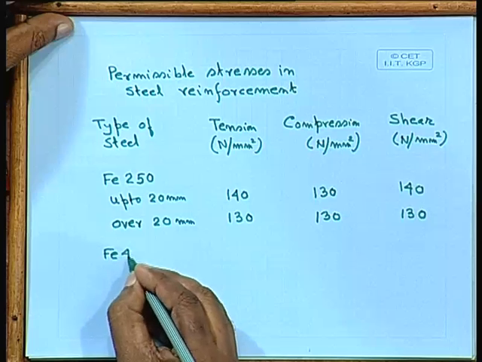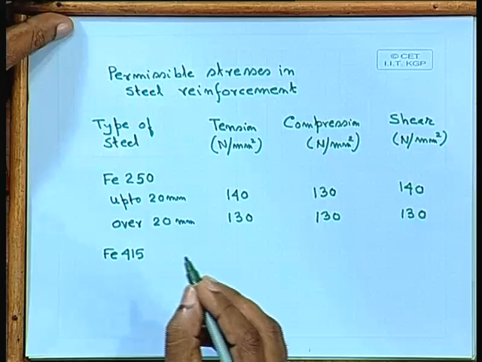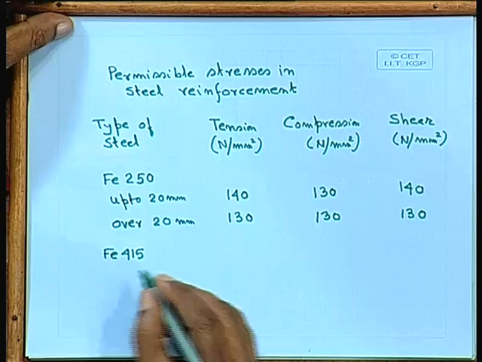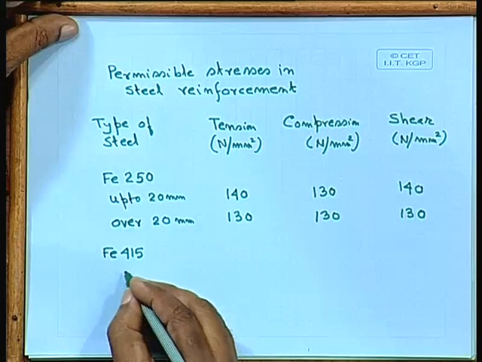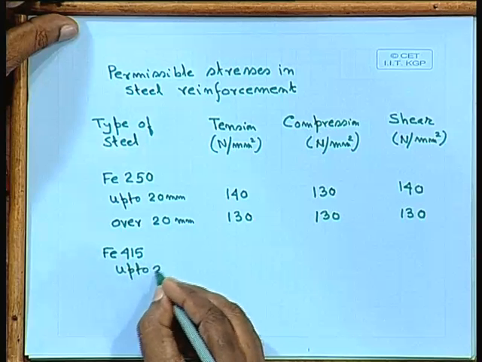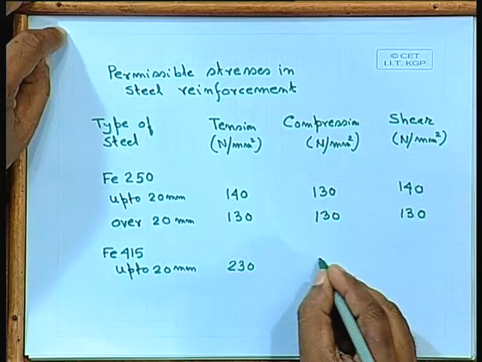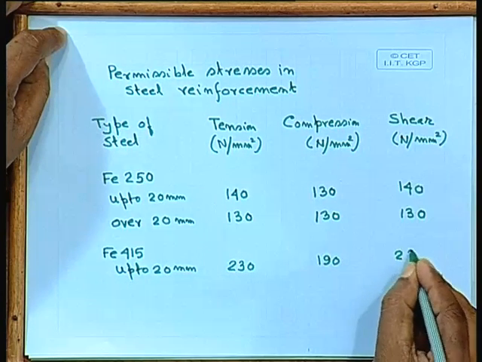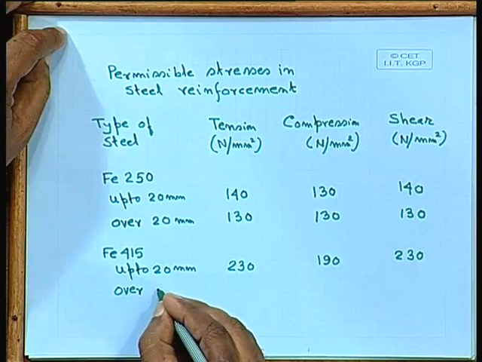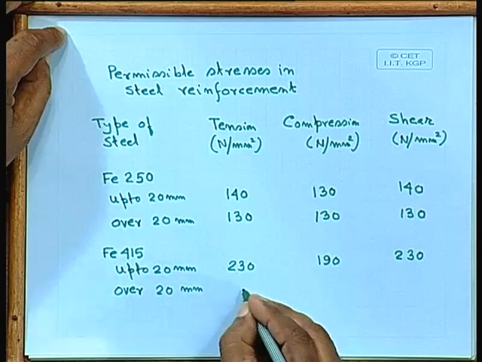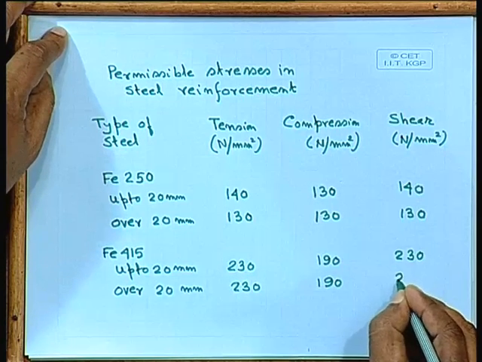Fe 415, high yield strength deformed bar, HYSD. Up to 20 millimeter, it is 230 in tension, 190 in compression, 230 in shear. Over 20 millimeter, 230, 190, 230.